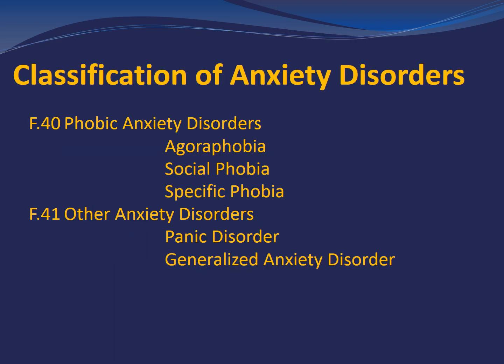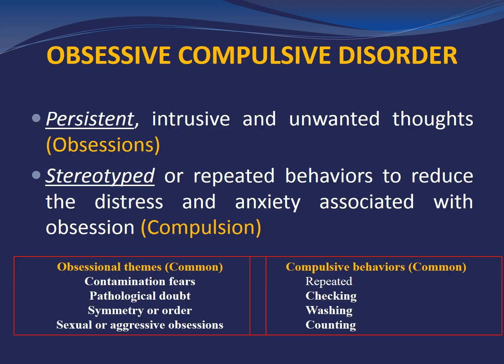Classification of anxiety disorders. Phobic anxiety disorders is of three types: agoraphobia, social phobia, specific phobia. Agoraphobia, fear in which easy escape is not possible. Social phobia, speaking or eating or watching in social situations. Specific phobia, related to specific objects. Now, F41 other anxiety disorders such as panic and generalized anxiety disorders.